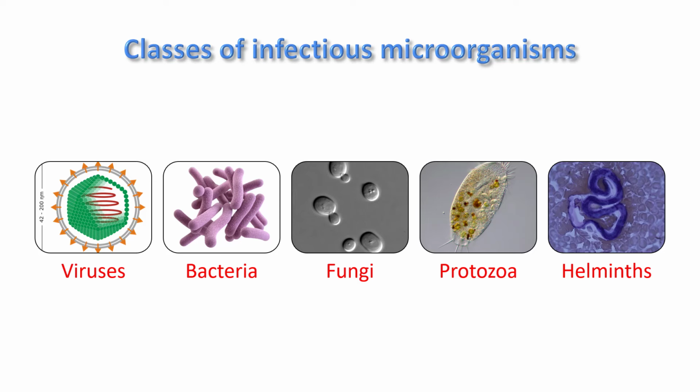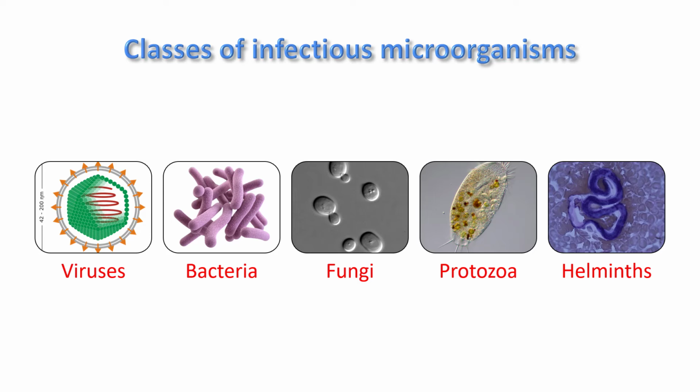Bacteria, they don't have a nucleus, but they have other cellular organelles. They have all other features of a living cell. Then fungi and protozoa, all the way to helminths. Helminths are worms. They could be meters long and they could live in our body in, say, intestine, liver, etc., etc. All right, so these are the types of infectious microorganisms.